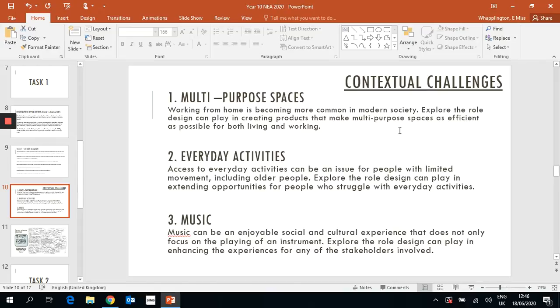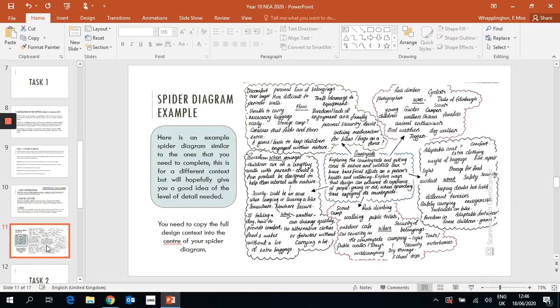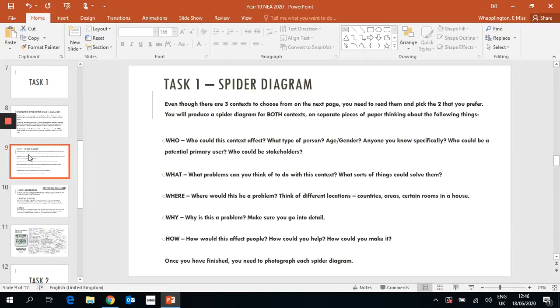We do a little bit of investigation to start with. So the investigation, the first stage of it, is to do a mind map or a spider diagram, which is what I asked you to do for the first task, okay? Now, the spider diagrams, so that we can get a lot of detail in and we can really think about what sort of problems and what sort of people that might be affected, we go with the method of who, what, where, why, how, okay?